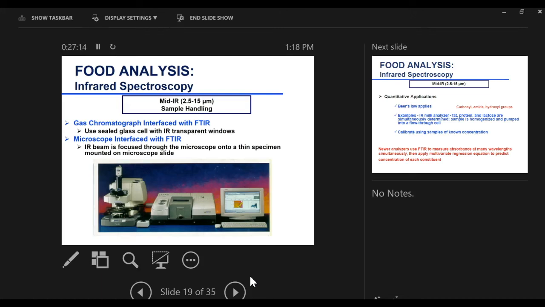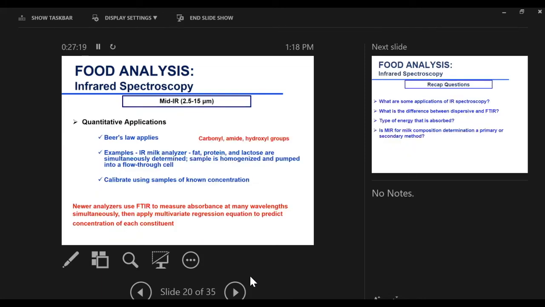We can do quantification, but you have to have Beer's law being followed. That means we measure at a unique or specified frequency. Mid-IR milk analyzers are very commonly used, and they are used to determine the major constituents. For fat, we look at the absorption of carbonyl groups. For protein, we look at absorption of the amide groups. And for lactose, we look at the absorption of the hydroxyl groups.